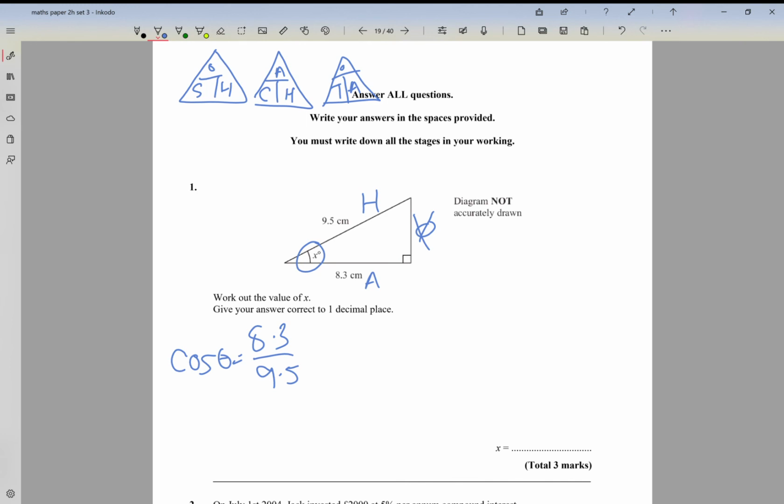9.5. Now, the thing to remember with angles, you are splitting this cosine and theta, angle theta, up, because we actually need this. We need the angle. So to do that, you need to leave the angle over this side, you need to inverse cos.